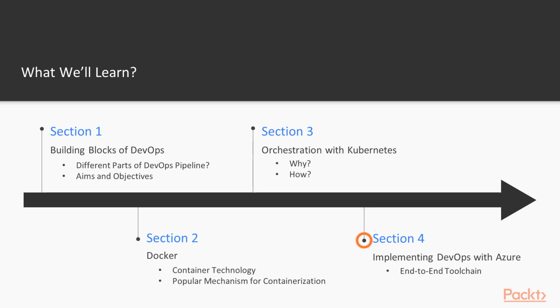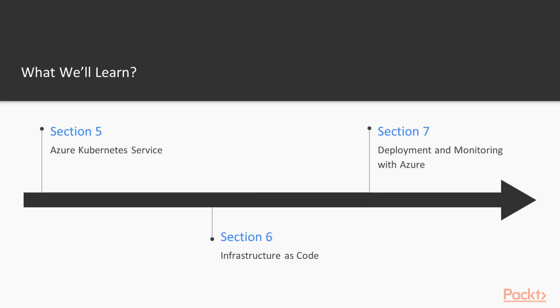Section 4 starts a deep dive into the end-to-end toolchain for DevOps in Azure, and the final sections will cover Kubernetes in Azure, infrastructure as code using Terraform, and the automation of deployment and monitoring.